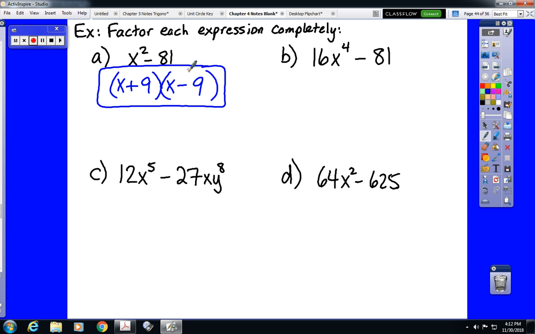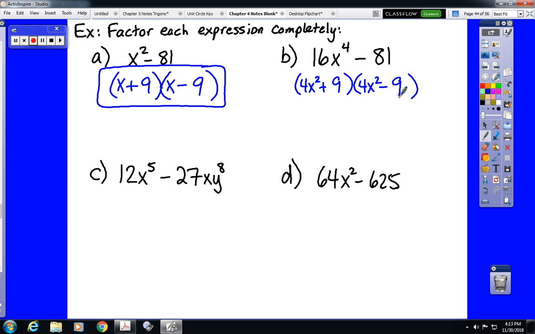Letter B shows something that comes up occasionally in Algebra 2, and that is an exponent greater than 2. So first we check for greatest common factor. There is not one. So we go ahead and we factor difference of 2 perfect squares. Again, 16 is a perfect square, 81 is a perfect square, x to the 4th is even. So this is a difference, subtraction, of 2 perfect squares. The first term in each of our parentheses is going to be the square root of 16x to the 4th, which would be 4x squared. One is a plus, one is a minus. And the second term will be the square root of 81, which is 9.